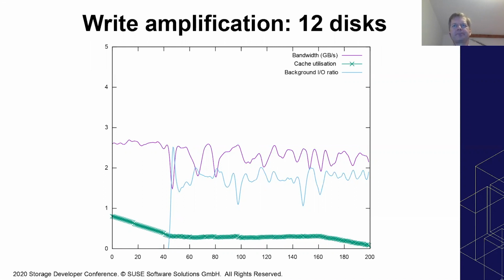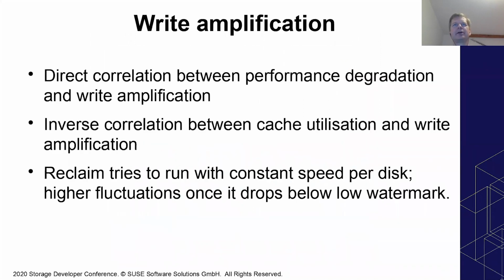But the next two drops in performance don't really tail in that well with a spike in the write amplification. And at around 120, we even have the inverse behavior, that we do have a drop in performance and a drop in the write amplification. So there is a quite good direct correlation between performance degradation and write amplification.